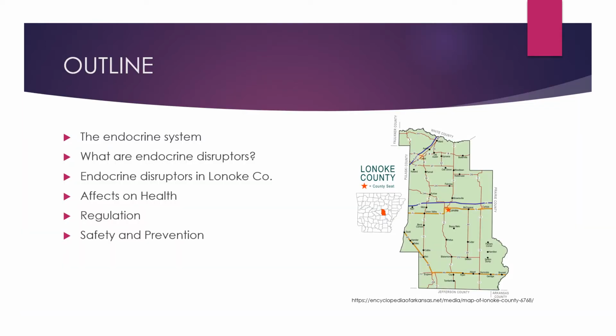So here's a brief outline to help us out today. First, we'll talk about the endocrine system in general, what it is, what its components are. Then we'll move on to what endocrine disruptors are, what specific examples are of endocrine disruptors, how endocrine disruptors work and affect the endocrine system in the body.